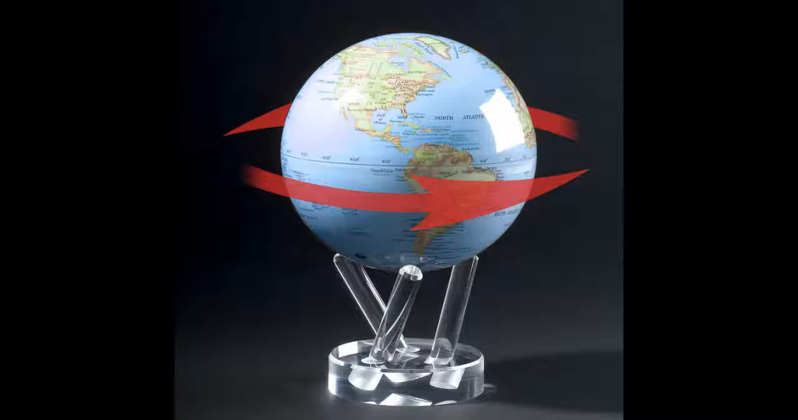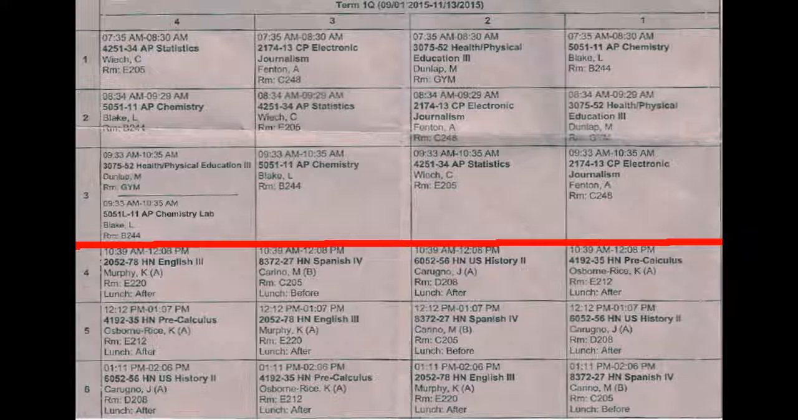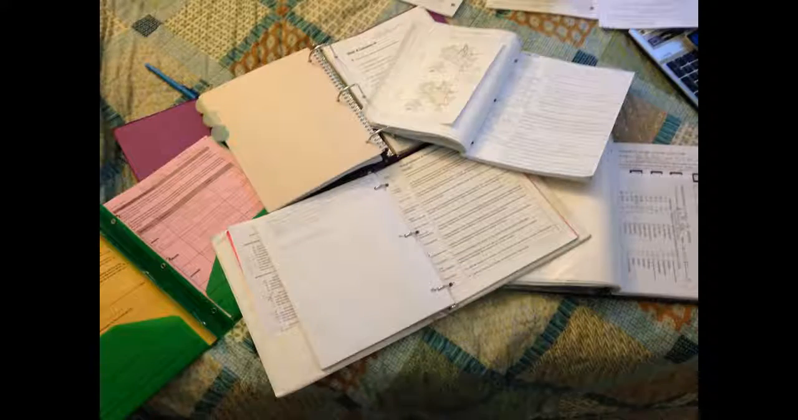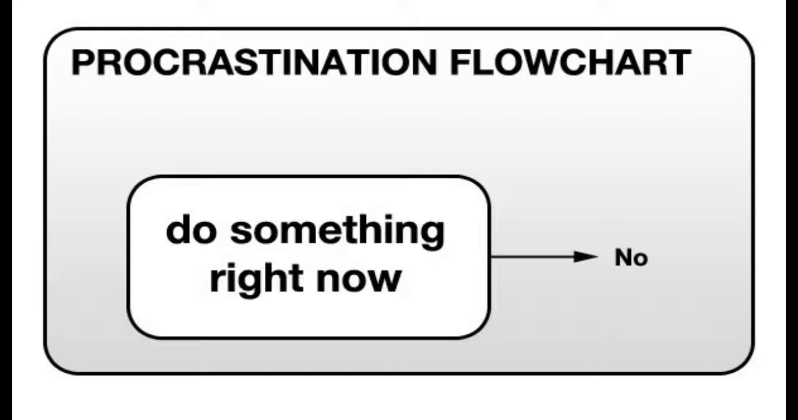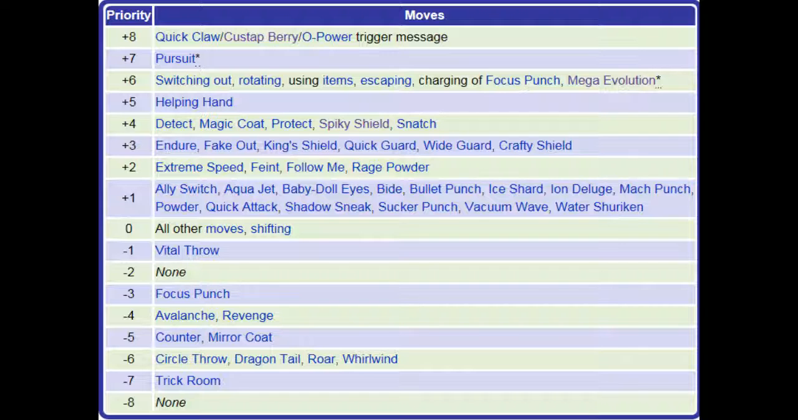Because of how the schedule rotates, any class that you have at the end of a half, i.e. the classes you have third and sixth block, you will not have the following day. You can make this work in your favor. If you have homework for one of those classes, you know you won't have to worry about doing it until the day after. Now, I'm not encouraging procrastination, but I'm just saying you could use the extra time to better manage your workflow. On the other side of the coin, if you don't have a class at the end of a half, you will have it the next day, so you should prioritize doing any work that's due for those classes.